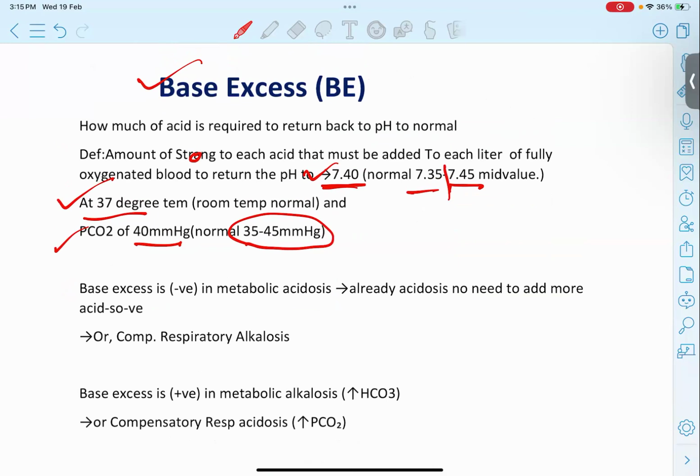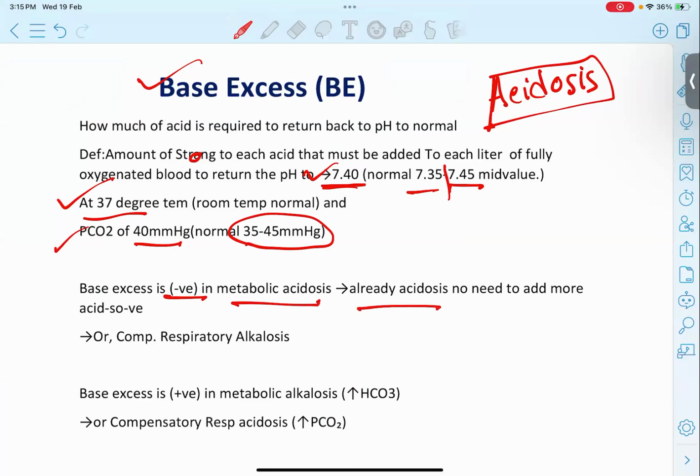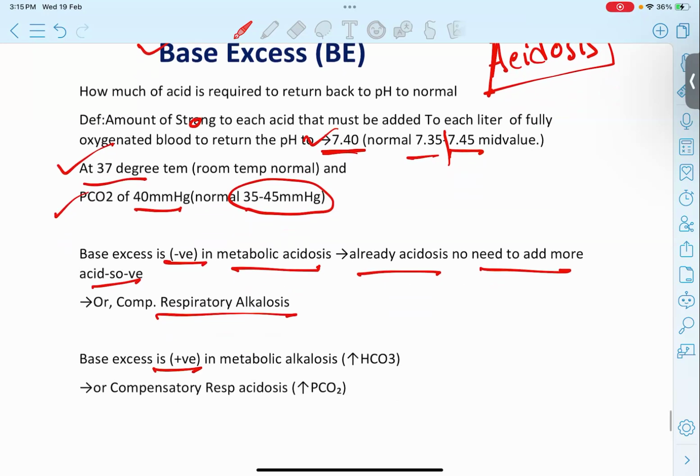So if someone is having acidosis, does this person have any base excess? Answer is no. Person is having acidosis, so how can that person have base excess? Because he does not have enough base, and that's why he is having acidosis. He has acid excess, not base excess. So base excess is negative in metabolic acidosis, because already acidosis, so no need to add more acid. Or compensatory respiratory alkalosis, and base excess is positive in metabolic alkalosis, or the opposite.